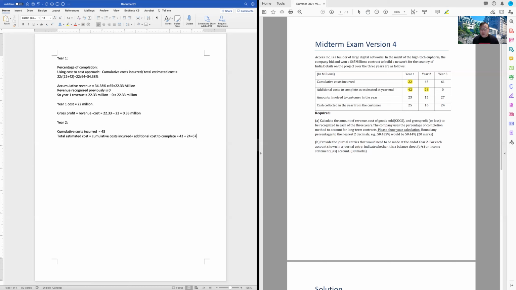Okay, so here there's a problem, right? Because 67, the total estimated cost, is higher than the fixed price, 65, right? So this project is expected to incur a loss, right? A loss of how much? 2 million, right? A $2 million loss. 65 minus 67 equals -2.